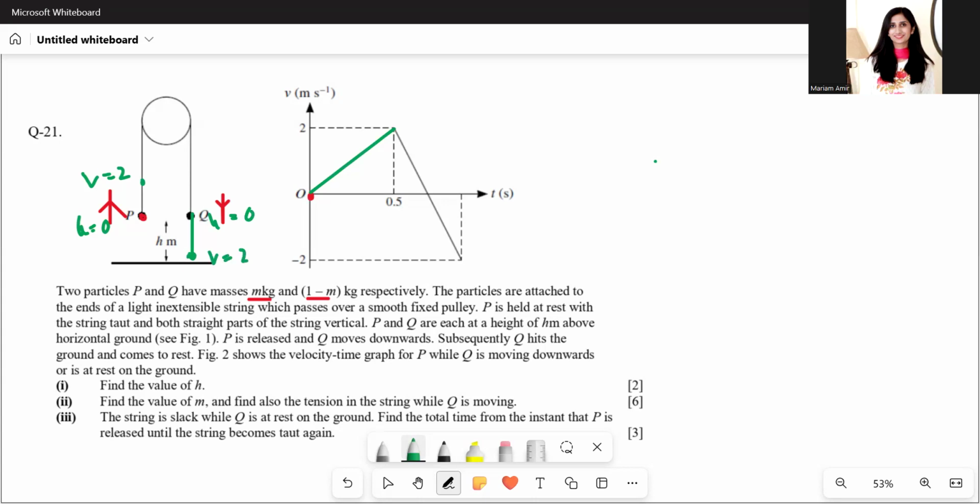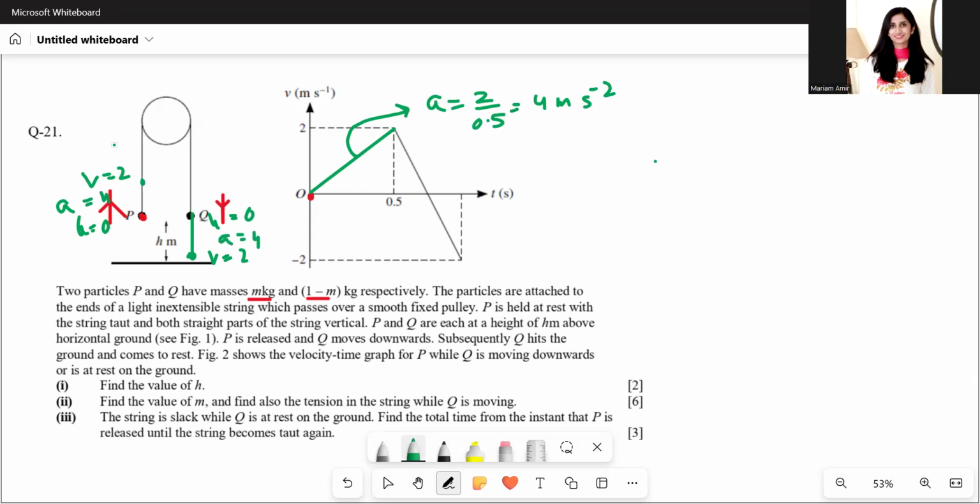We can also find the acceleration from here. Acceleration is rise over run from a speed time graph. So acceleration is 2 upon 0.5, which is 4 meters per second square. So we know the acceleration of this part of the journey is 4. Same for this one, 4.